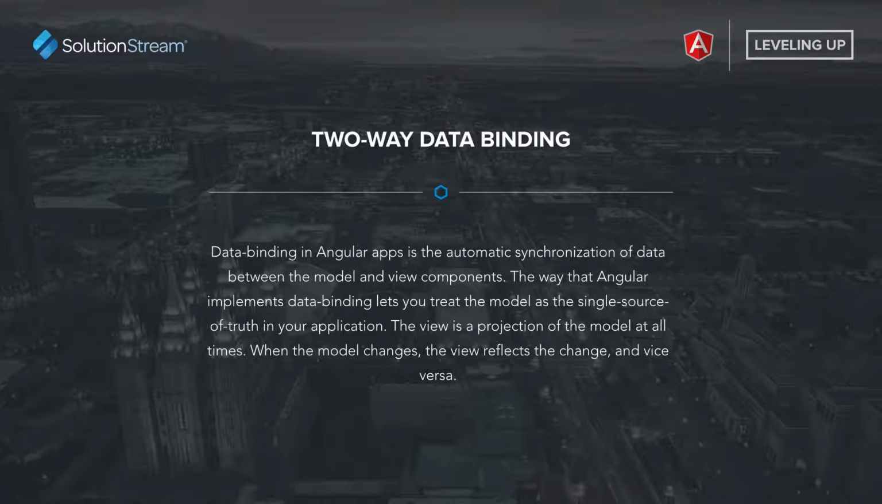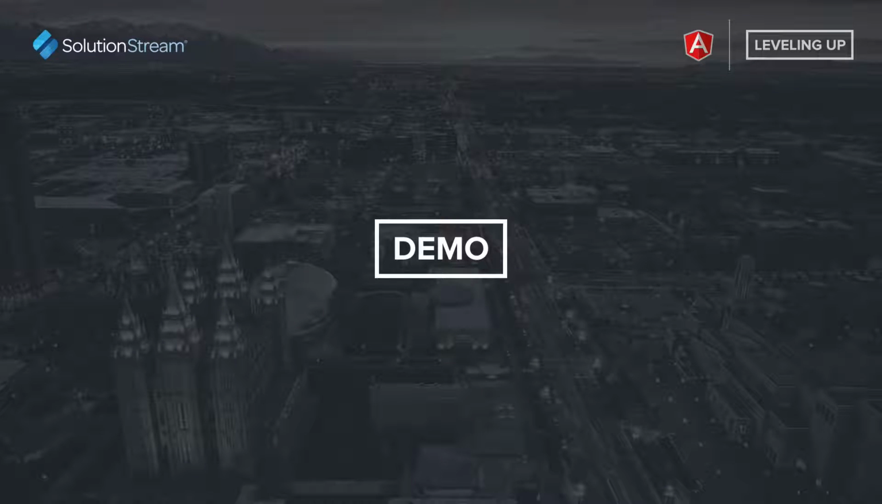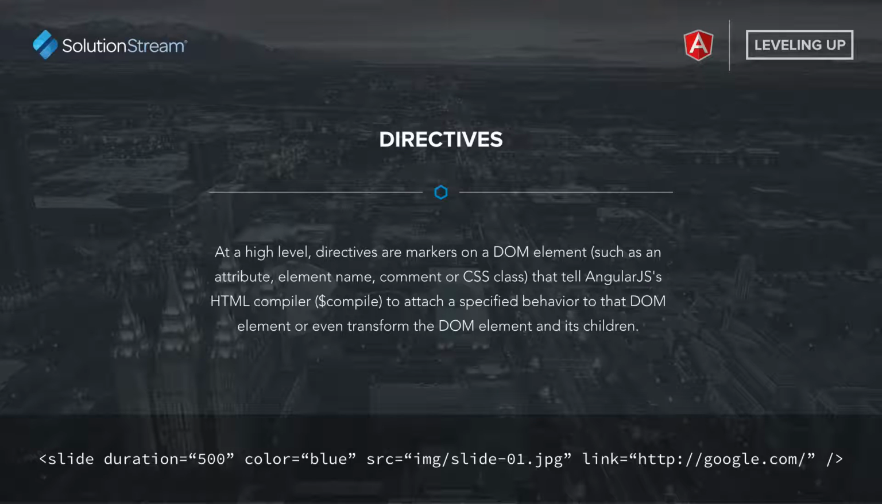Okay, so jumping back. Keynote is sometimes very slow. Okay, so directives. At a high level, directives are markers on a DOM element, such as an attribute, element name, comment, or CSS class, that tell AngularJS's HTML compiler to attach a specified behavior to that DOM element, or even transform the DOM element and its children. So basically, if you can see down there, I've written a directive called slide. I haven't written it, but it's the implementation of that directive.